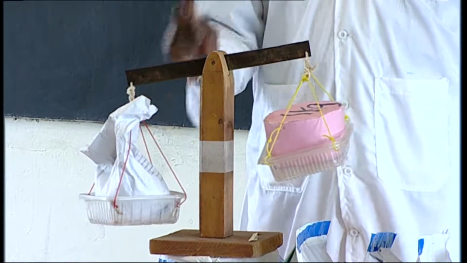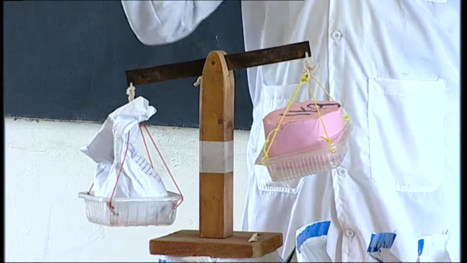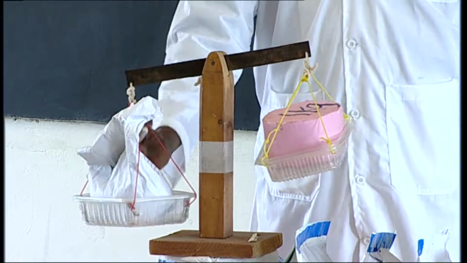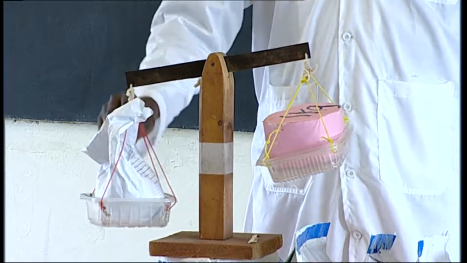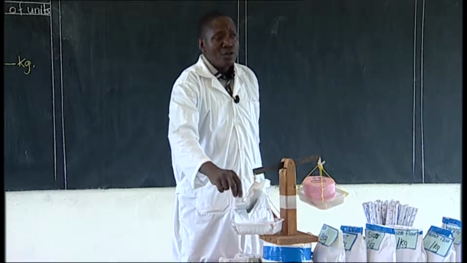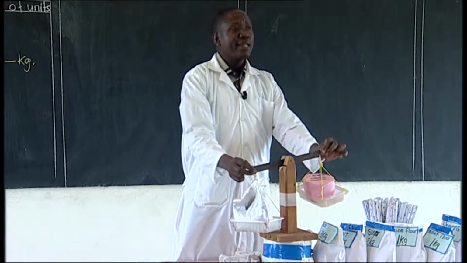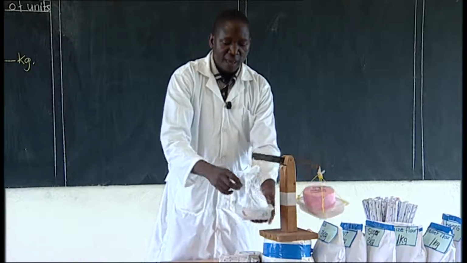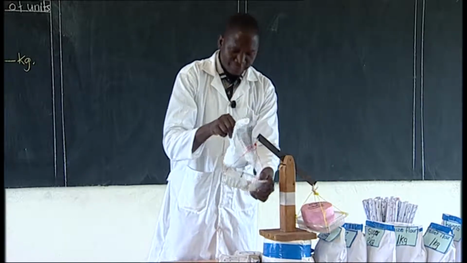So, if you want to find the real amount of the item, it can be sugar, it can be flour, it can be anything, it can be bananas. You keep on reducing until this beam balance balances. Let's remove this one, and we put another item.